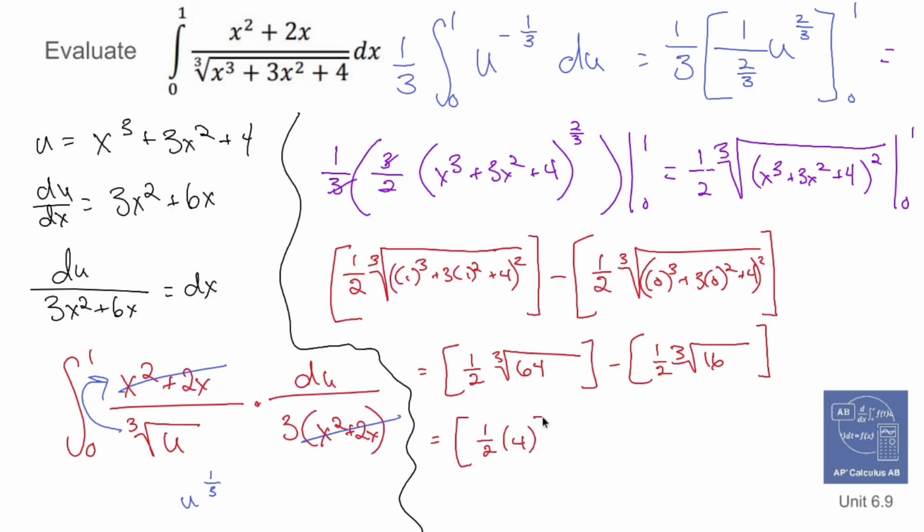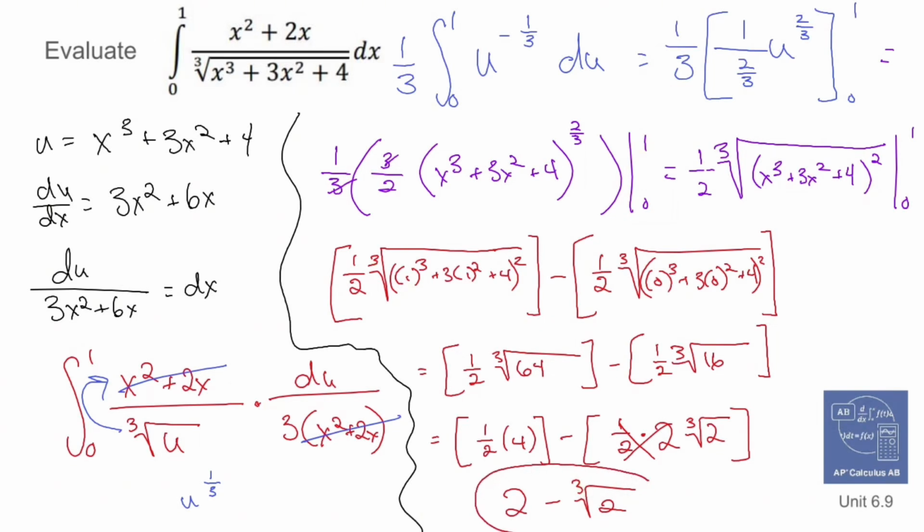So you become, the cube root of 64 is actually 4, 1/2 times 4, minus 1/2 times the cube root of 16. I can't do anything, but I can pull out a 2, so the cube root of 2 times 2 could work. And this becomes 2 minus the cube root of 2. So, not the prettiest problem on the planet, but that's how you would do it. Fun stuff.